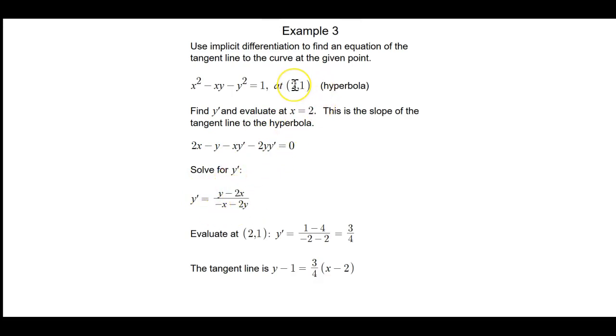And now, since we have x equals 2 and y equals 1, we can evaluate y prime, and we get 3/4. And then we can get the equation of the tangent line.